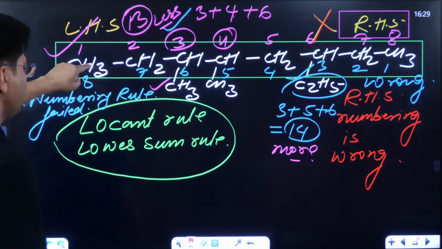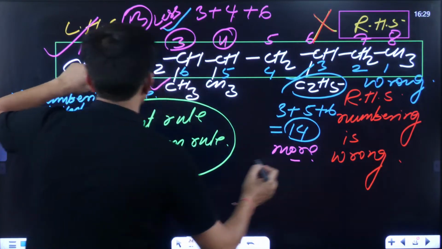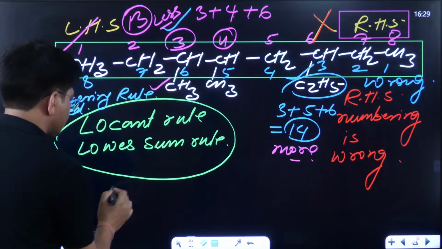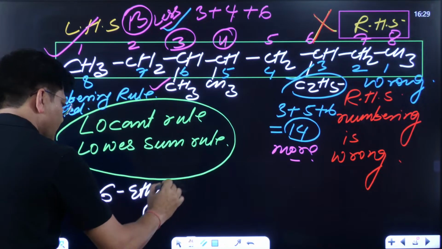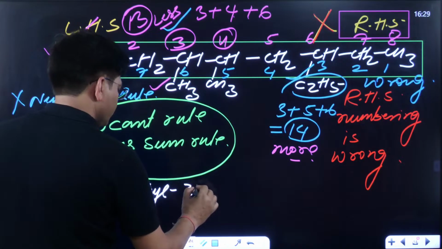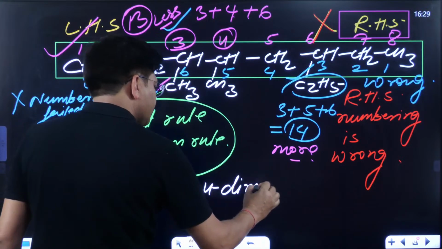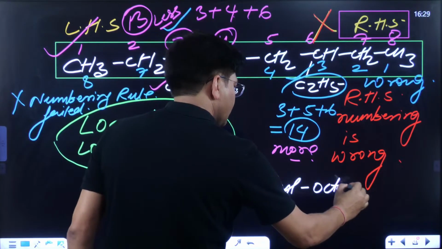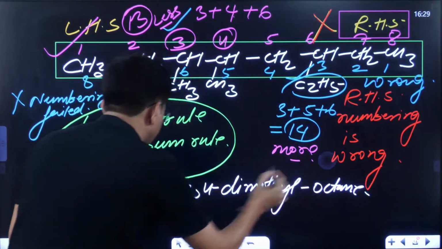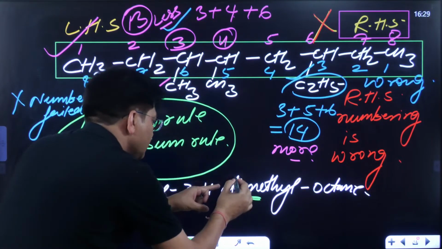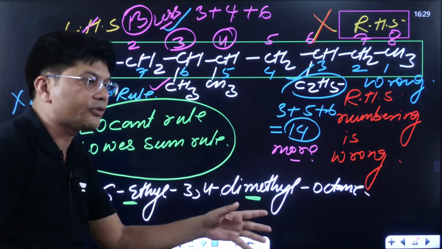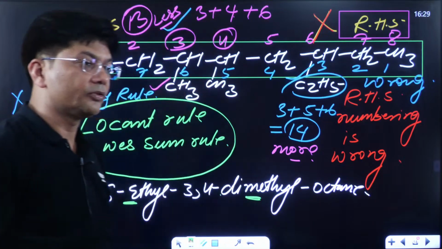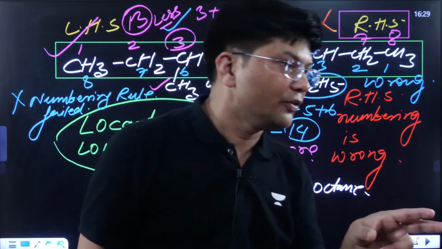So the numbering should be done from this side, and the correct name is: this is ethyl and that is ethyl, so 6-ethyl 3,4-dimethyl, and the word root is 8, octane. Now kids, remember one thing: this is E, that is M. D is just for di, tri, tetra. Di, tri, tetra are not included in the alphabetical order. Kids, 6-ethyl-3,4-dimethyloctane.